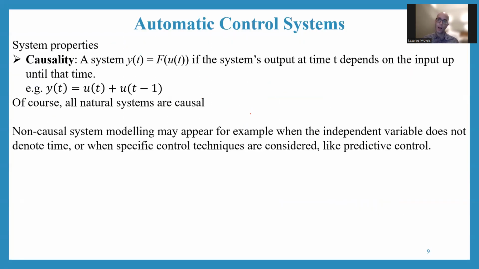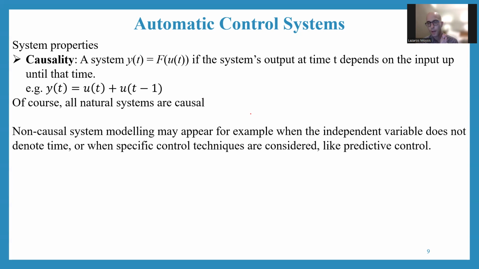Now, let's discuss some very basic system properties. Okay, these are super fundamental. Let's start with the most basic one, causality. Sounds very obvious, of course, and it is obvious. A system is causal if its output at any given time depends on the input up until this exact time, right? So, as you can understand, this sounds very obvious.